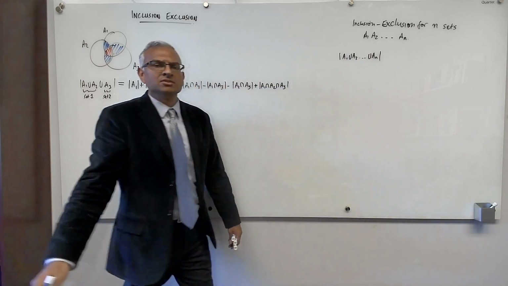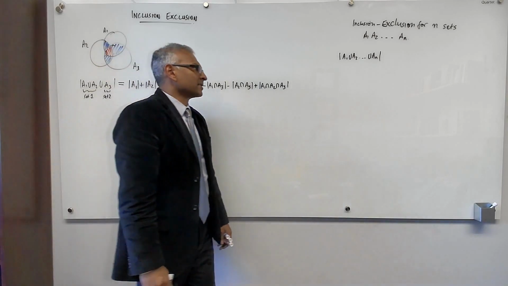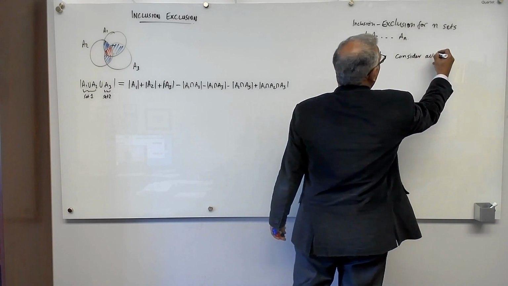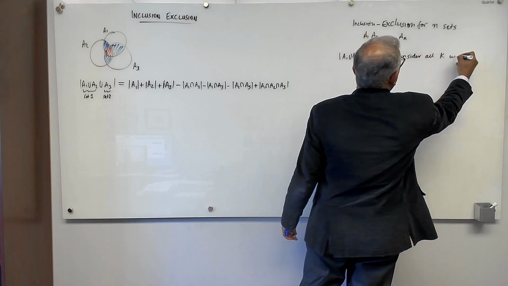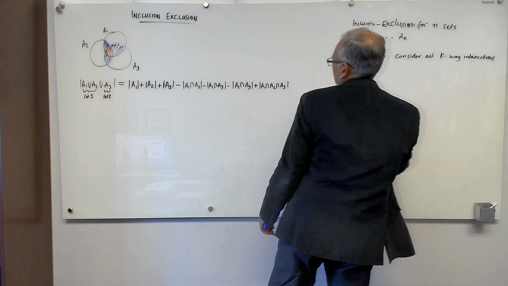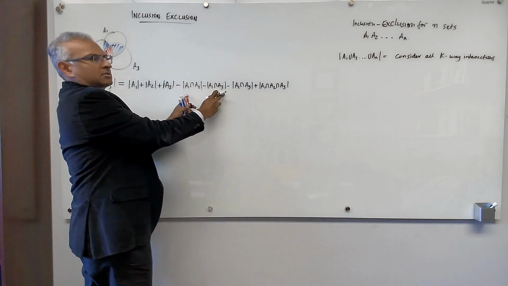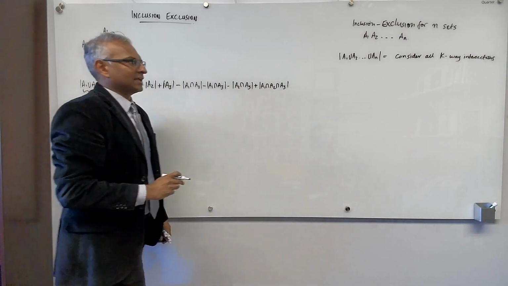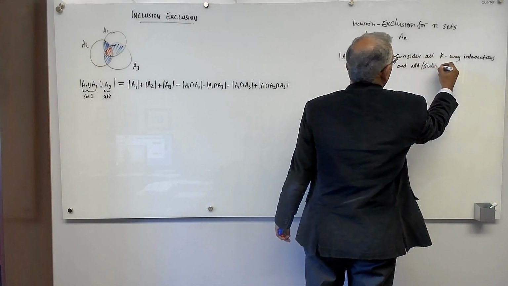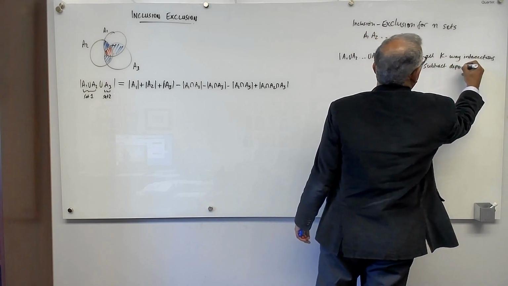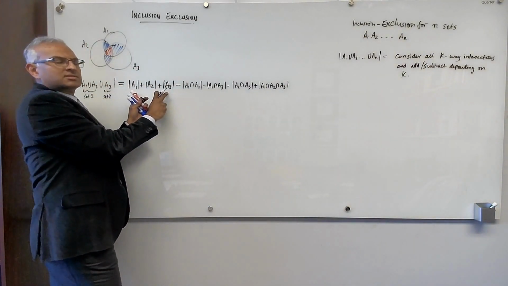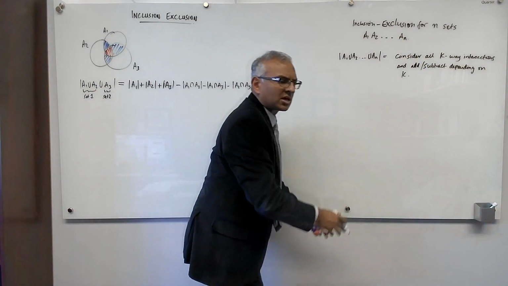So the size of A1 union A2 union up to An, the size of the union of n sets, is: you consider all k-way intersections. Okay, and then you either add or subtract depending on what the value of k is. So you start by adding the 1-way intersections, then you subtract the 2-way, then you add the 3-way, then you subtract the 4-way, and so on.